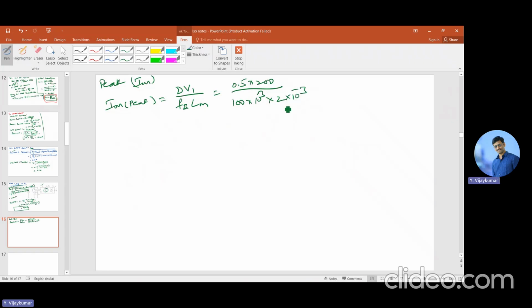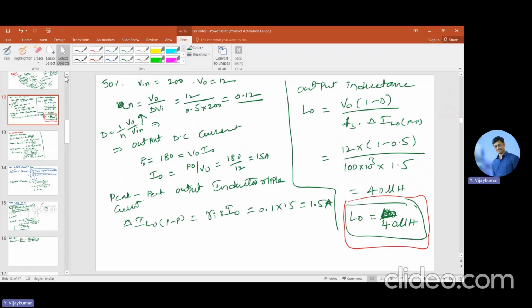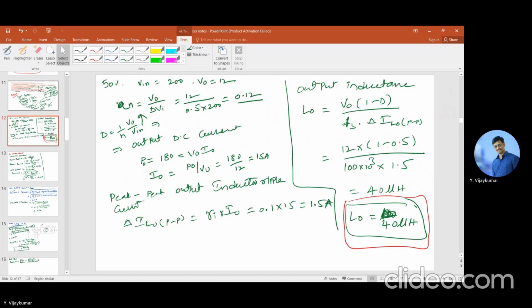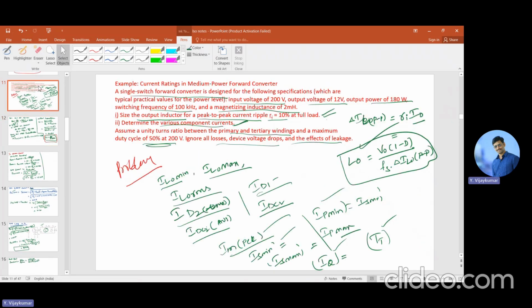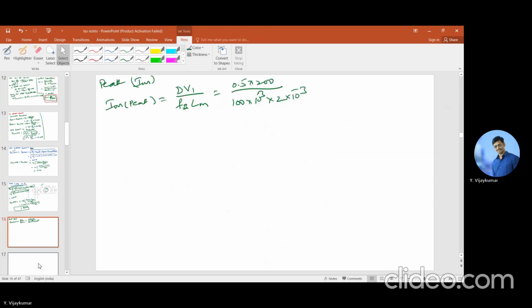the problem, it's given, right? What is that value? The problem mentioned the magnetizing inductance, yes, 2 millihenries. Okay. Now solve for this answer. We are going to get 0.5 amperes.